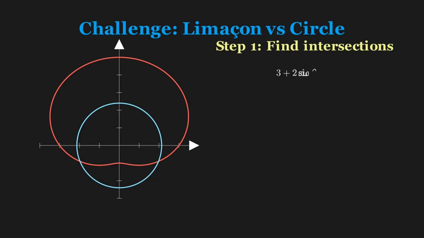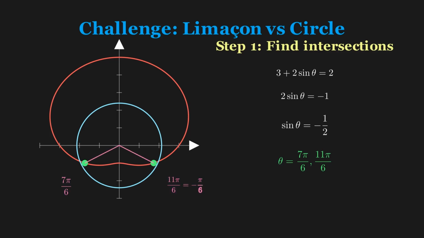First, we need to find where the curves intersect, setting them equal. 3 plus 2 sine theta equals 2. This gives us 2 sine theta equals -1, so sine theta equals -1/2. This happens at theta equals 7 pi over 6 and theta equals 11 pi over 6.